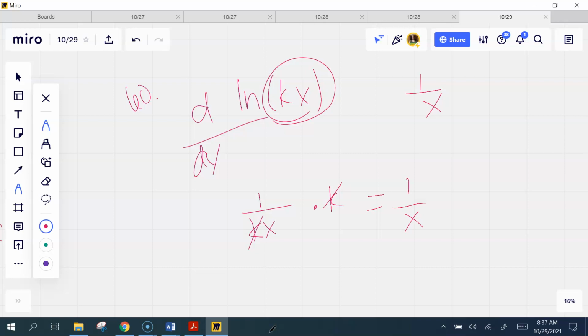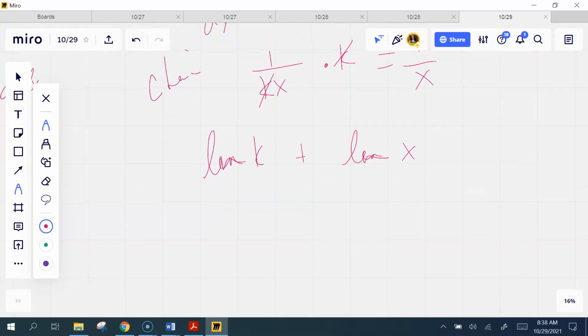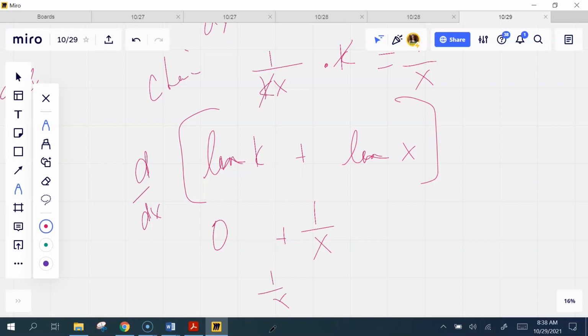If I use properties of logarithms and differentiating, part A says by using the chain rule, and then by using log properties. Now if I take the derivative of all of this, the derivative of a constant is zero, and the derivative of log x is 1 over x, so it would just be 1 over x. Either way you look at it, it comes back full circle.